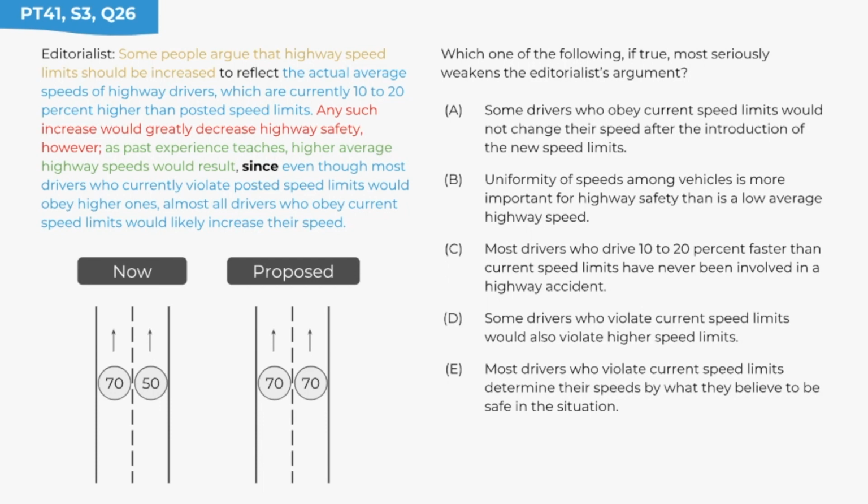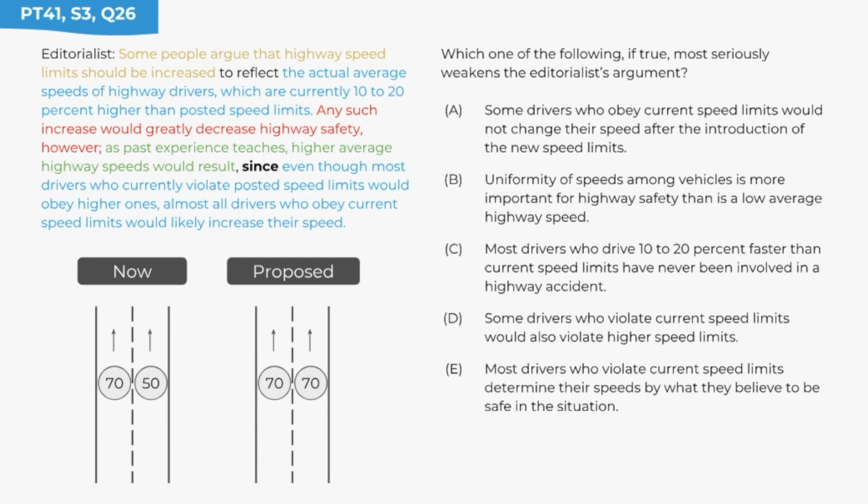Well, one thing to notice is that the word "some" is at the very beginning there: "Some drivers who obey current speed limits." One thing to pay attention to is at the very end of this argument, the very last, they say "almost all drivers who obey current speed limits would likely increase their speed." Some drivers who obey current speed limits would not change their speed.